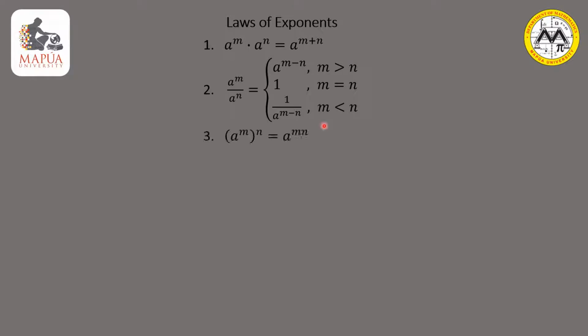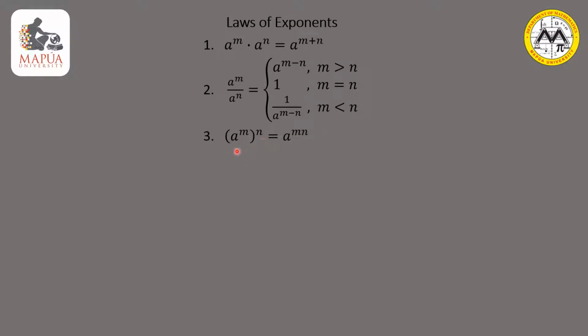Recall that we have these laws of exponents from algebra. First is we have the product of two powers, a to the m times a to the n, equal to a to the m plus n. The ratio of a to the m to a to the n may equal a to the m minus n whenever m is greater than n, or is equal to 1 when m is equal to n, or equal to 1 over a to the n minus m when m is less than n.